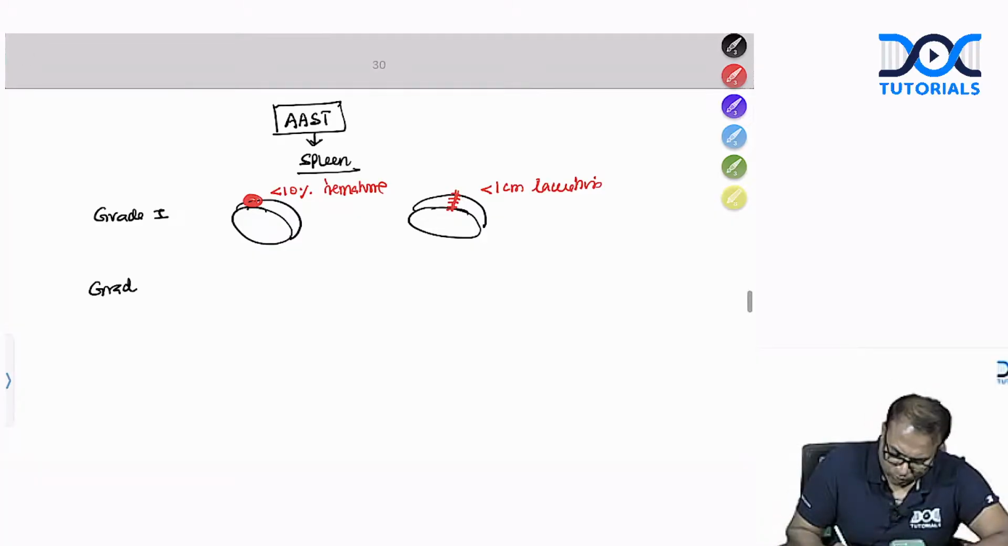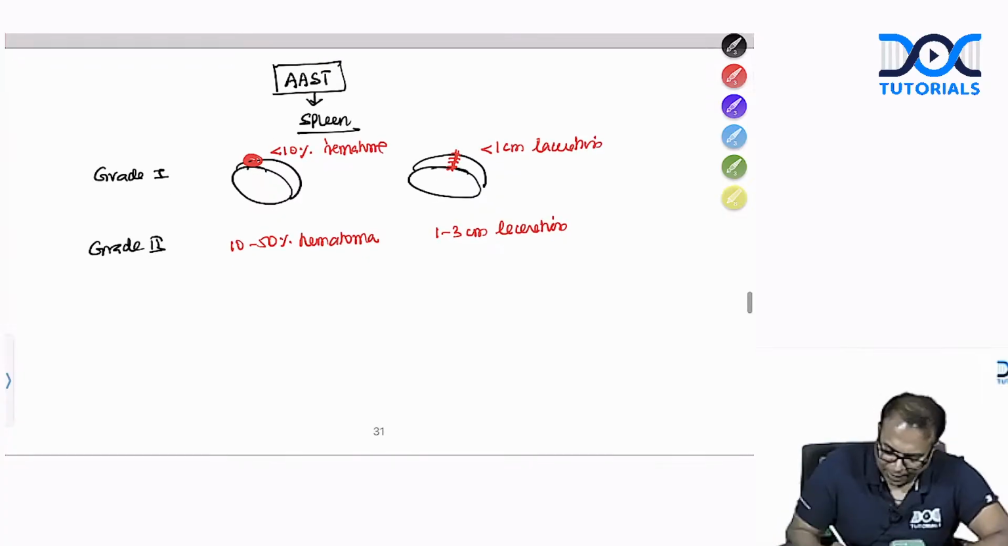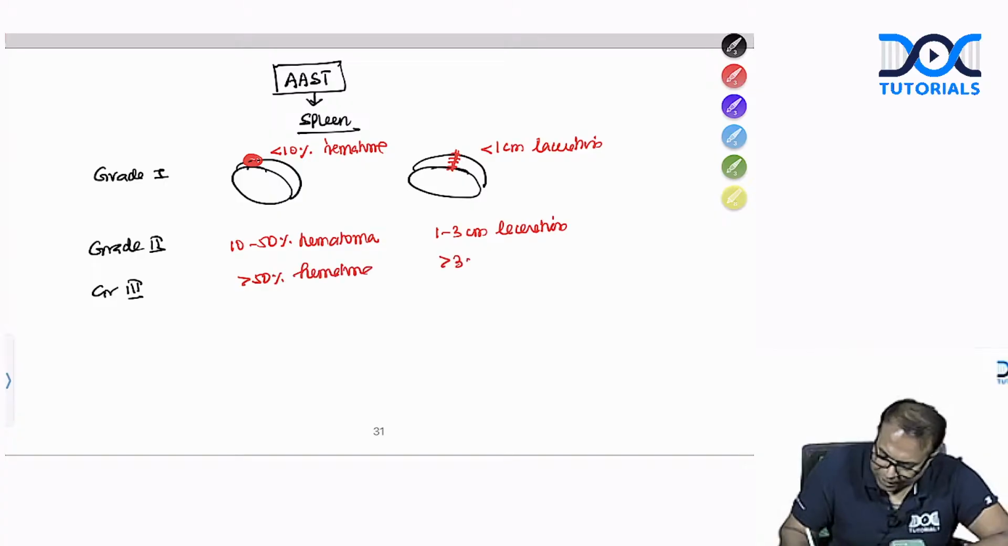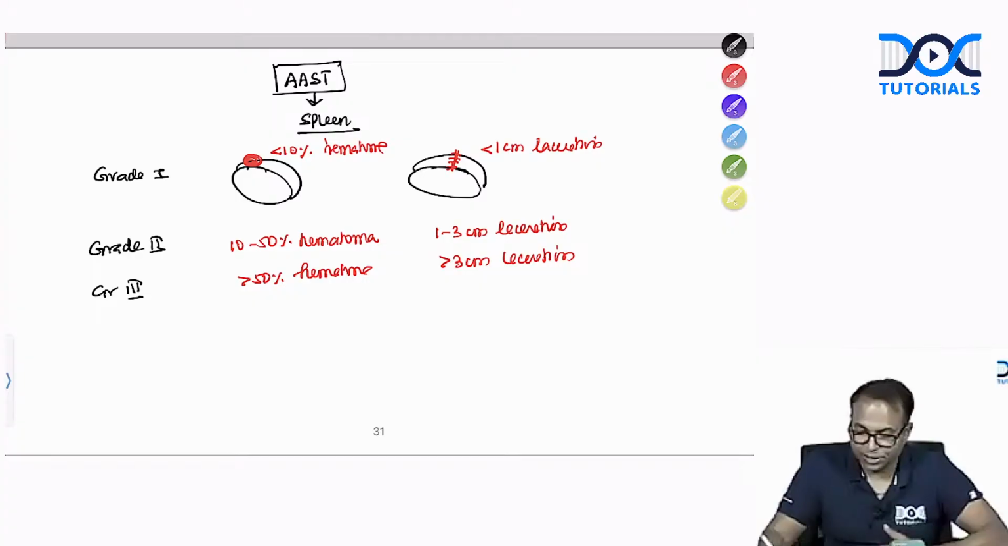Grade 2: the hematoma is 10 to 50% of the surface, and the laceration is 1 to 3 centimeters. Grade 3: more than 50% of the surface having hematoma, and a laceration of more than 3 centimeters in size.